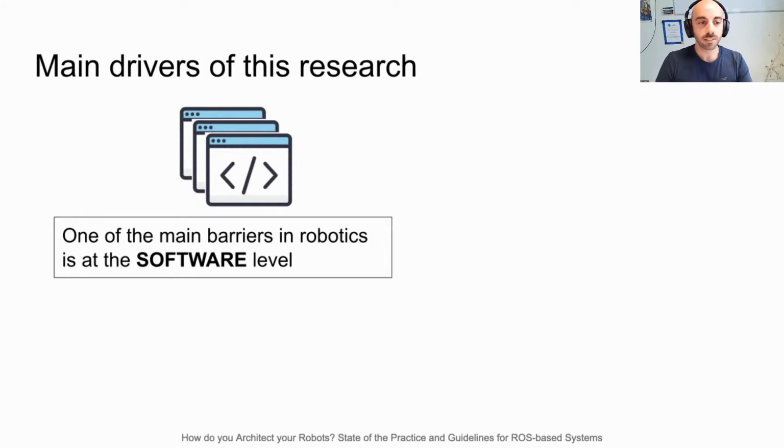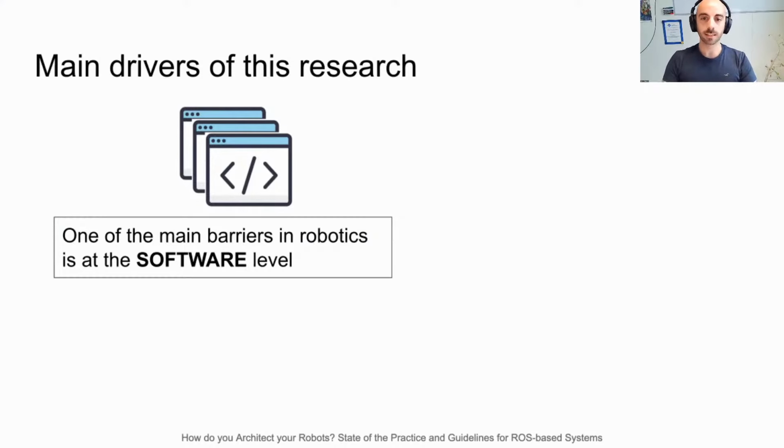So the first reflection is that one of the main barriers in robotics is at the software level. So let me explain this. The idea is that we are seeing a lot of advancements in mechanics, in electronics, and other domains related to robotics. But really, when we are thinking about robotics today, we think about the intelligence that we are putting in it. And when we talk about intelligence, we are mostly moving towards the software area.